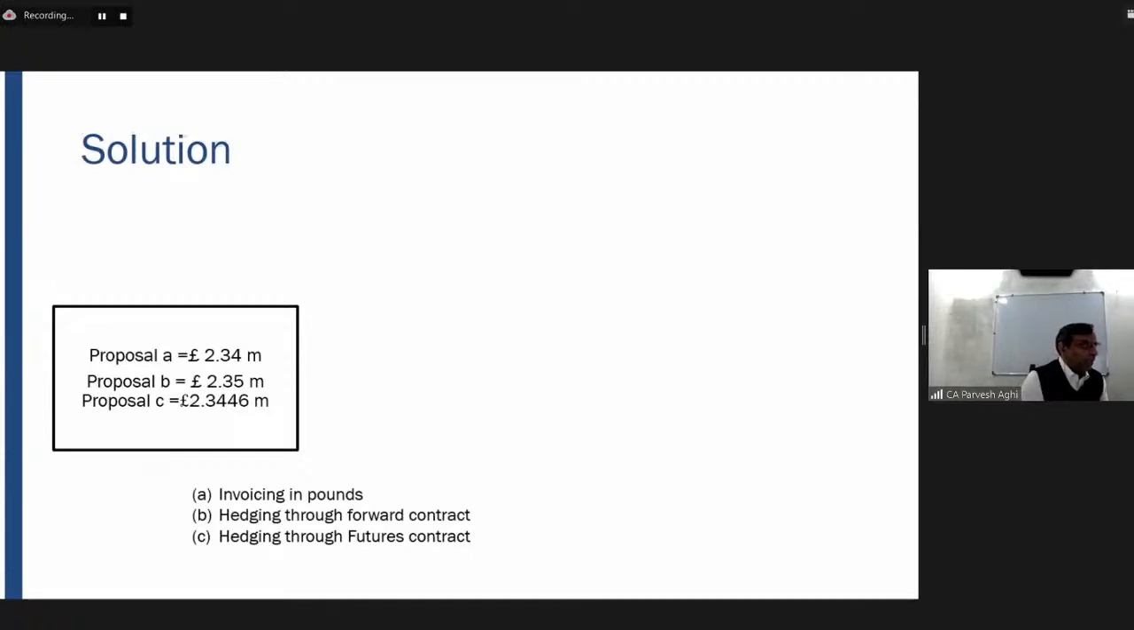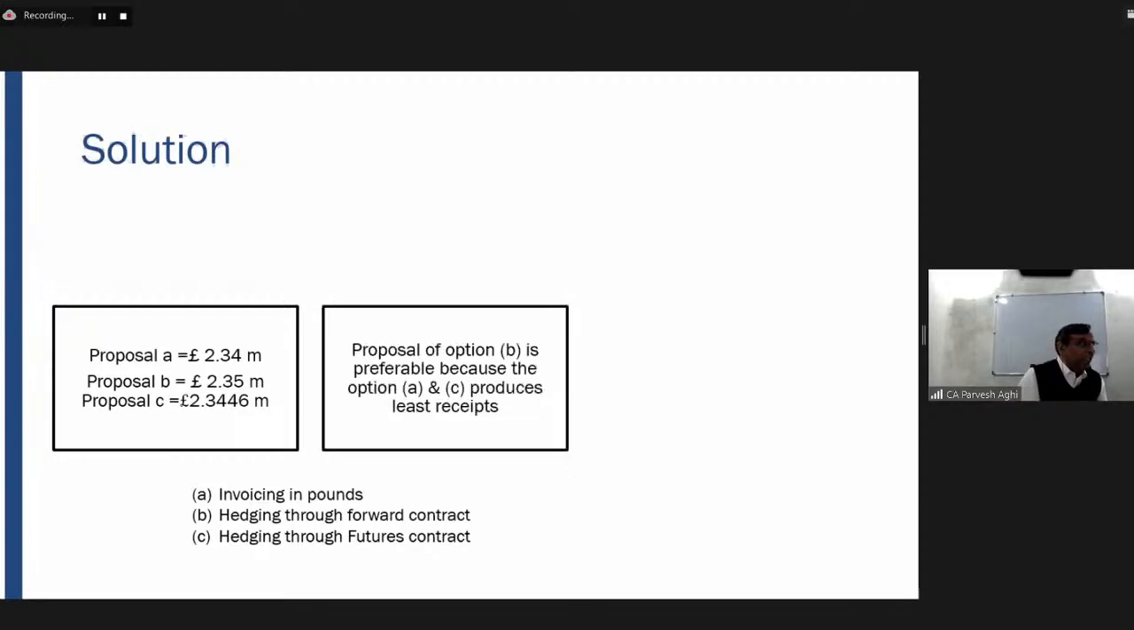Now, where is he getting the maximum? Because he's an exporter, he'll look for the option with the highest receipts. Proposal B, hedging through a forward contract, is preferable because A and C produce the least receipts. If you've followed, please say yes. If you have any query, please ask me.